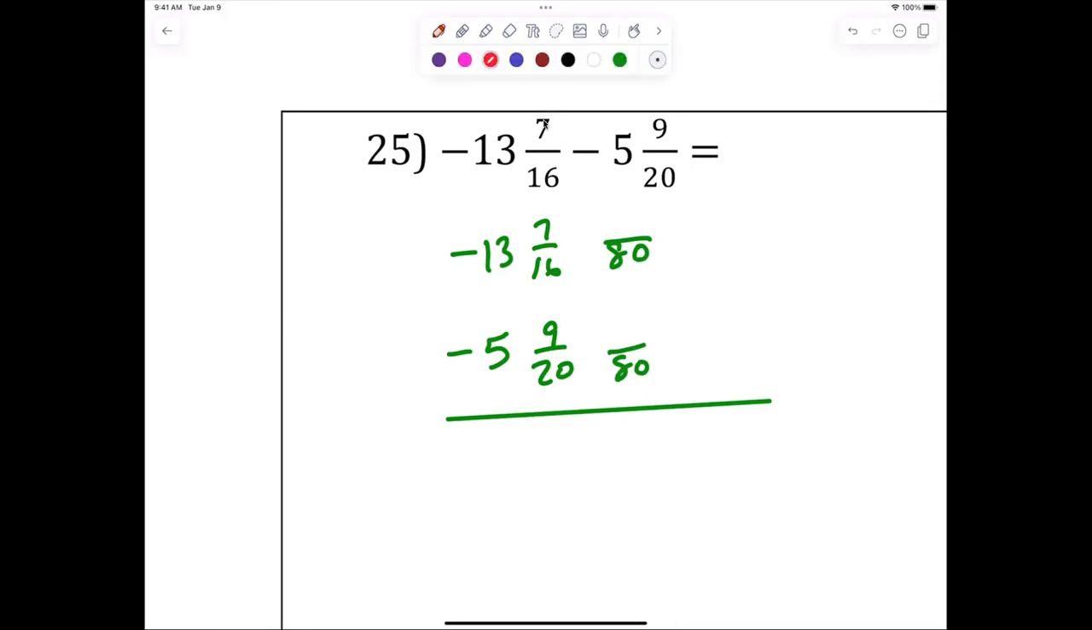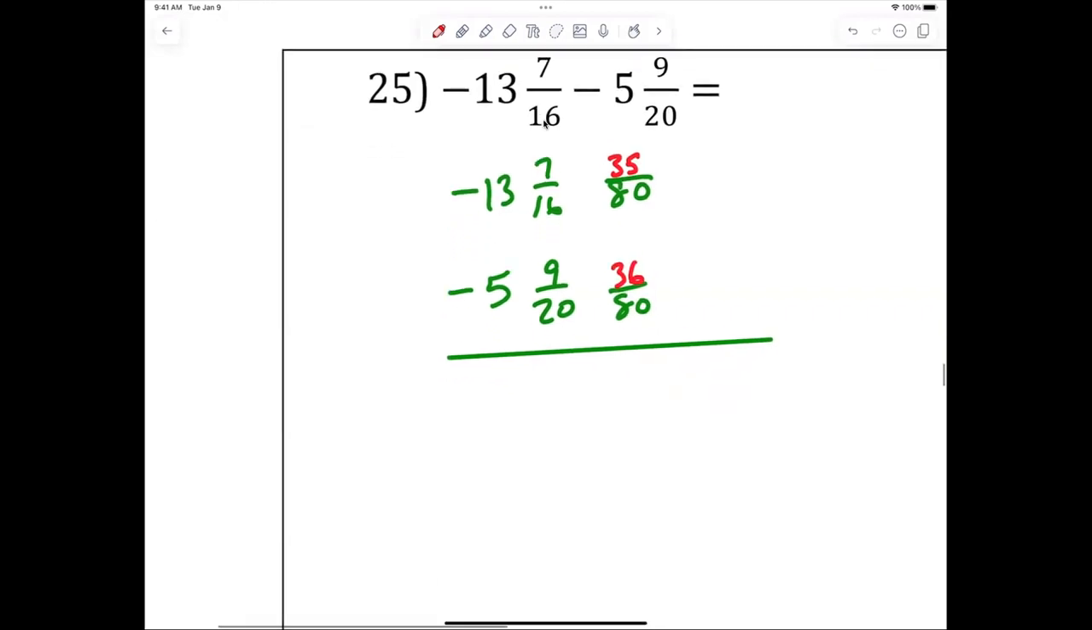Yes, sir. 5. So that becomes a what? Very nice work. And the bottom one I'm going to multiply by what? And that becomes a... very nice work. Now, final answer. 18 and 71 over 80. Are you sure? Positive.